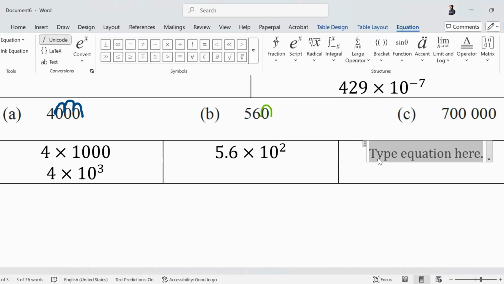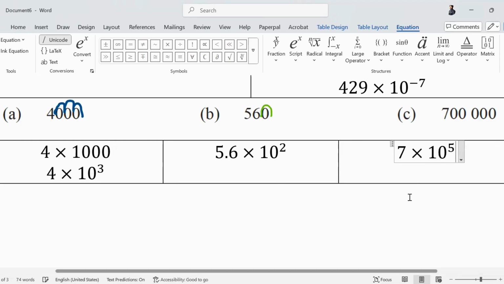Make it easy for us. Into 10 to the power. I've told you another word for it: exponent. 7 exponent. Look again at how many decimal places you want to move. How many do we move here? Let's see, the decimal is at the very end. 5 decimal places, 3 zeros and then 5 and then another one. So this will be 7 exponent 5.